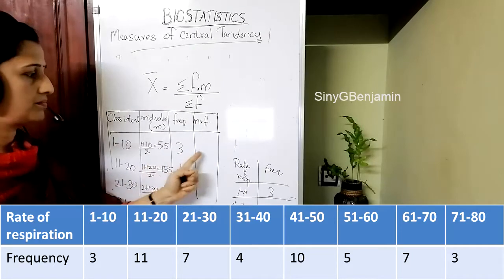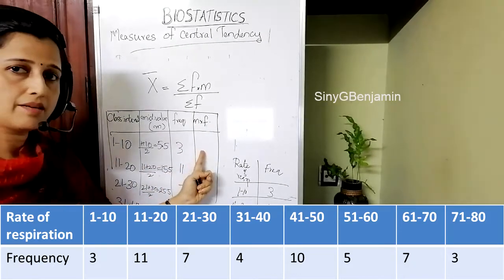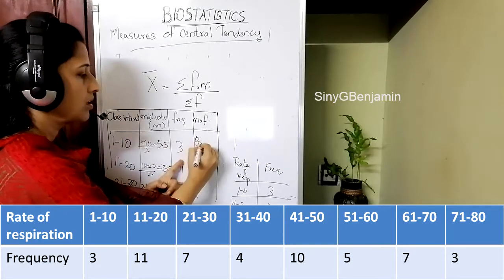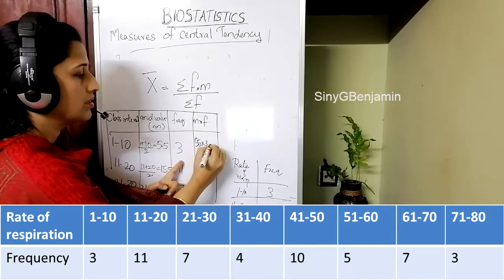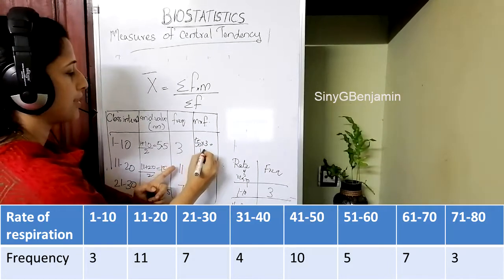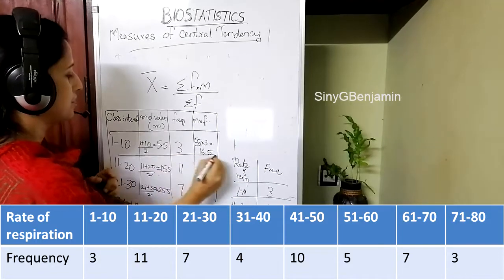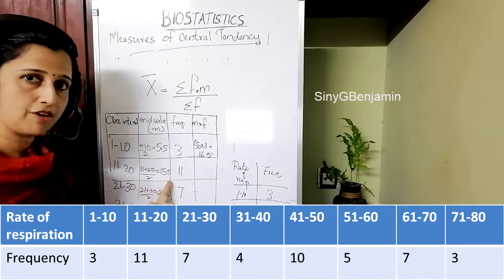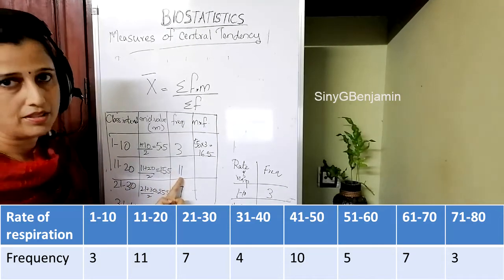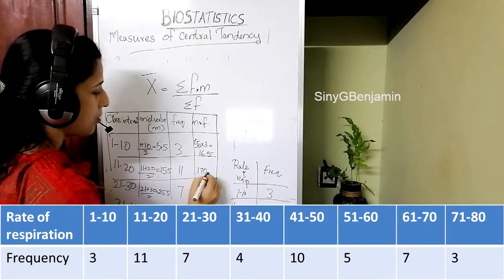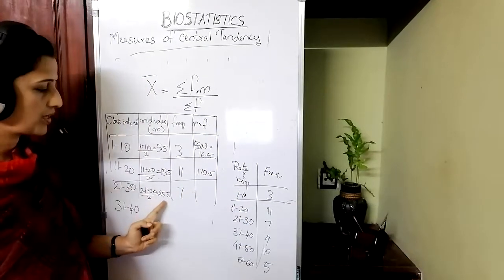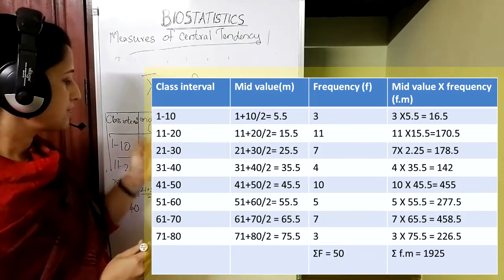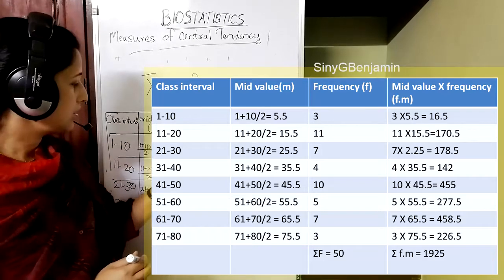And in the fourth column, you have to multiply the mid value with the frequency, that is 5.5 into 3, that is equal to 16.5. Then here again the mid value has to be multiplied with the frequency. So 15.5 multiplied by 11, that is 170.5. Here also 25.5 into 7. Likewise the table has to be completed, and sigma f has to be calculated.